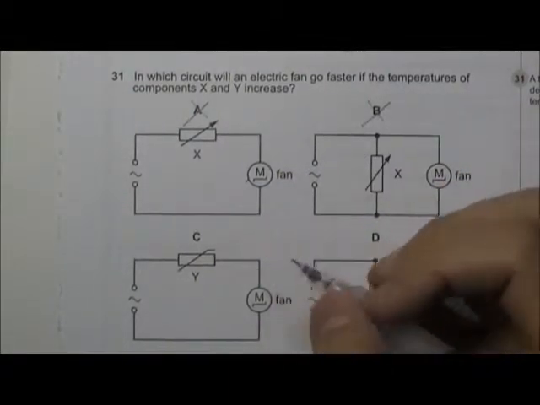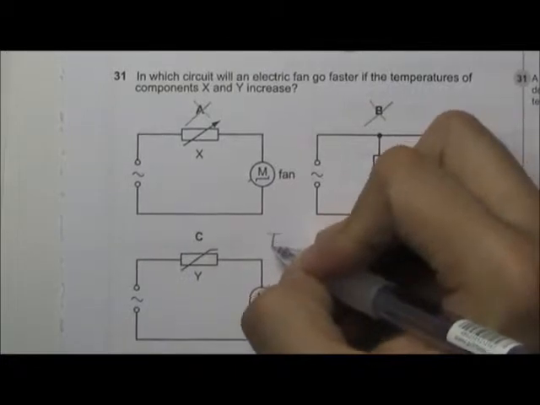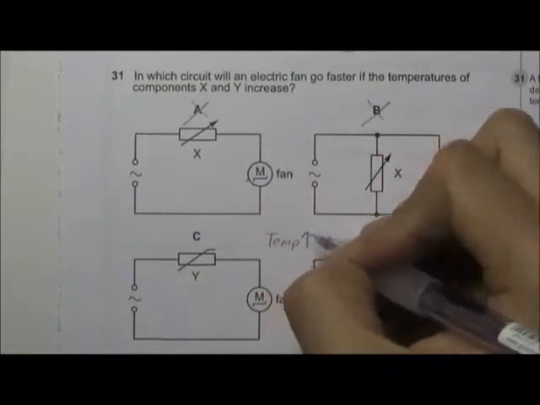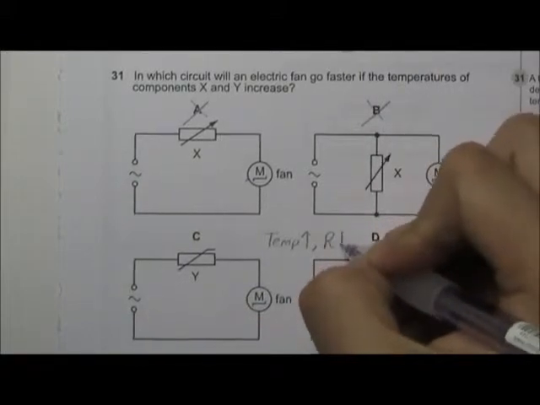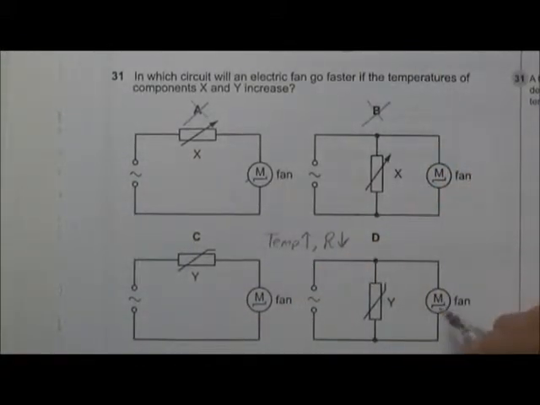And component Y is a thermistor, so when temperature increases for a thermistor, the resistance will decrease. We look at option D. The fan is connected in parallel to the thermistor, so the current that is passing through the fan is equal to the voltage across the alternating supply divided by the resistance of the fan. So we can see that the current passing through the fan is independent of the thermistor here, so D cannot be the answer. And look at C.